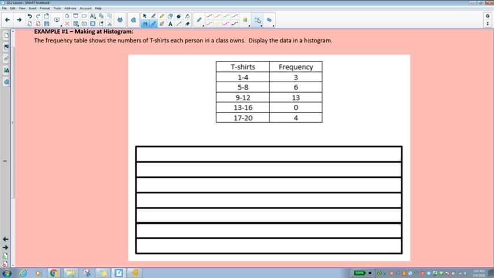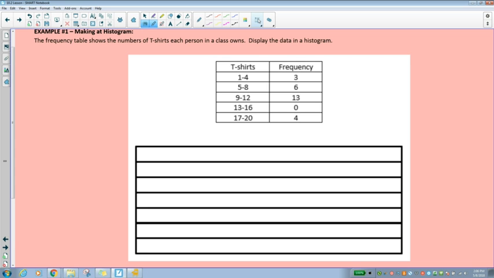There's 3 people that had 1 to 4 t-shirts, 6 people that have 5 to 8 t-shirts, 13 people that had 9 to 12, nobody in the class had 13 to 16, and 4 people had 17 to 20. So those intervals are showing that the t-shirts amount can be anywhere in the interval, including the ends.